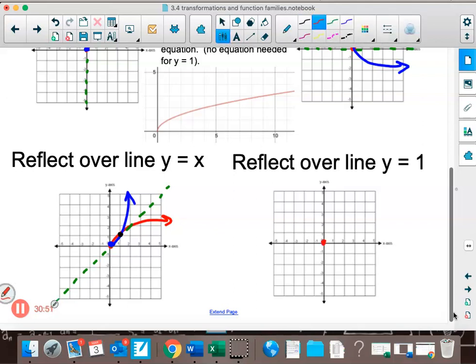What kind of a line is y equals 1? It is horizontal. What's going to happen? Exactly. They're going to crisscross, right?